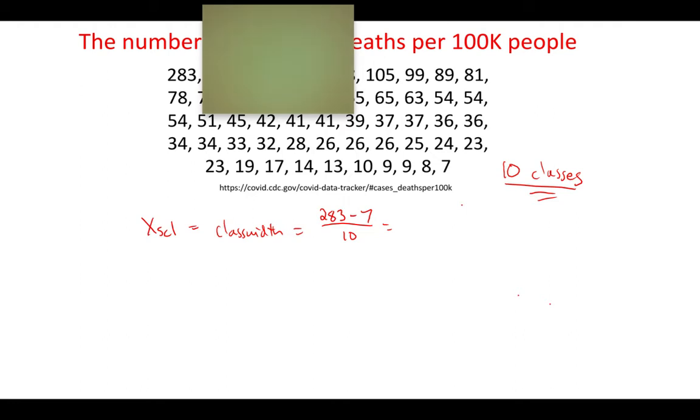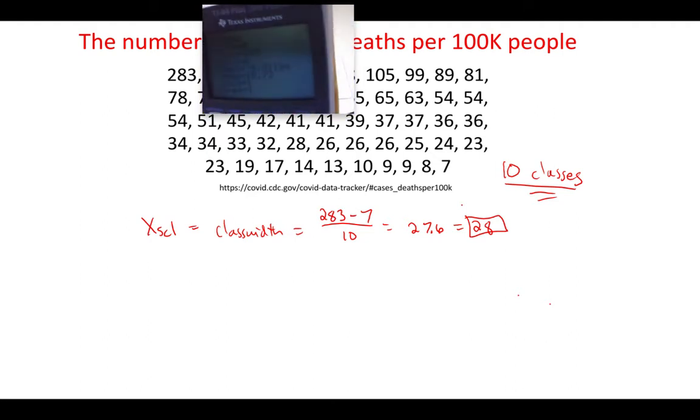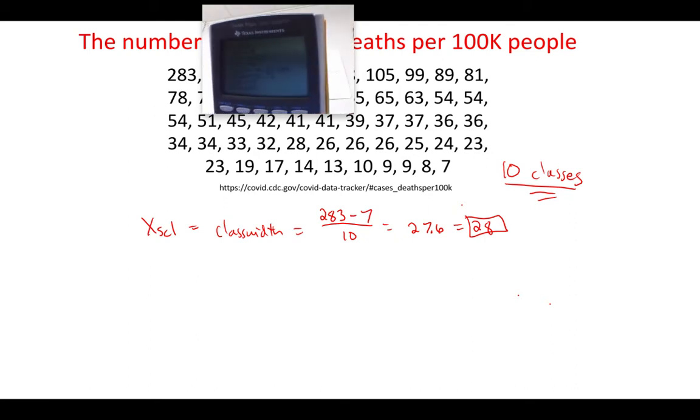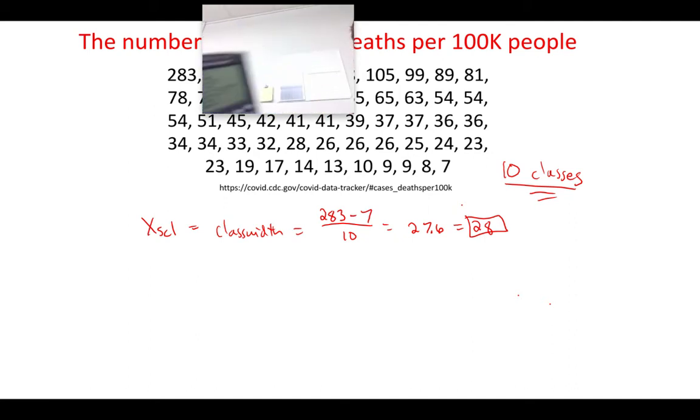283 minus 7 divided by 10. That gives you 27.6. And we're going to round that up to 28, as always. So then on your calculator, you're going to type that in for your XSCL. So again, you're back in window. You should have a window, your xmin, your xmax, and then for your XSCL, you're going to type in 28.